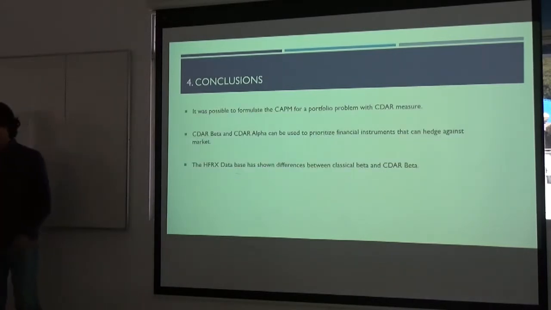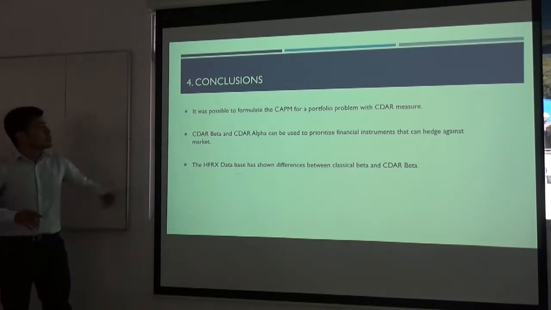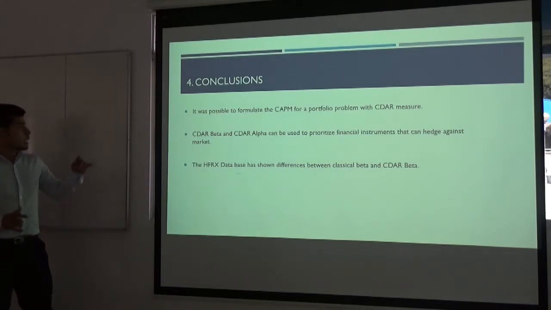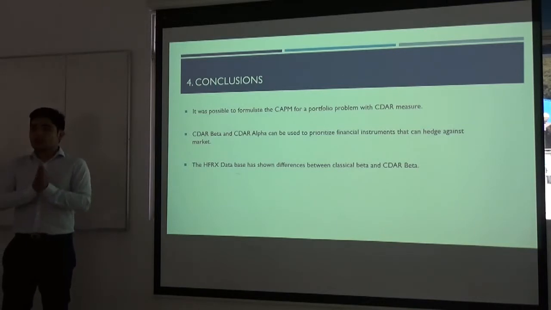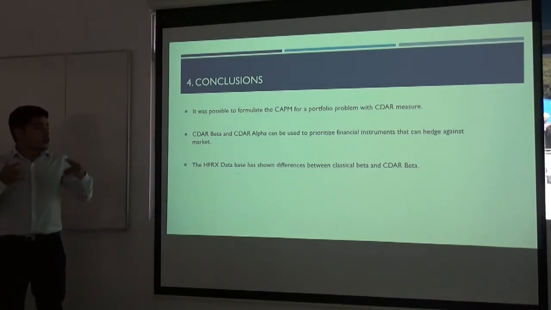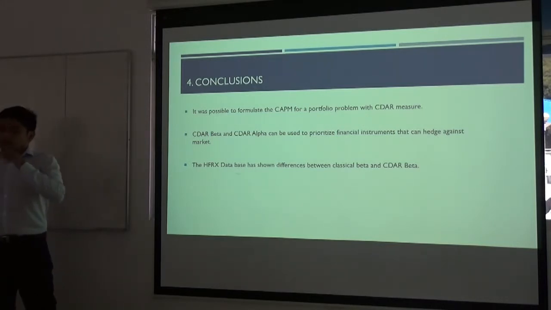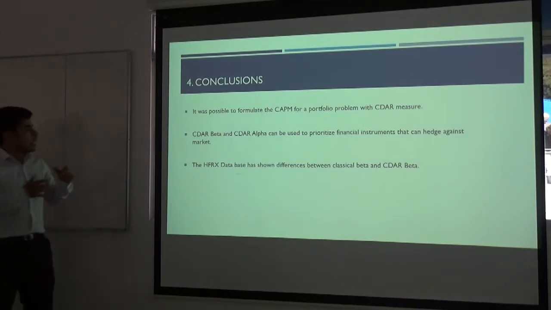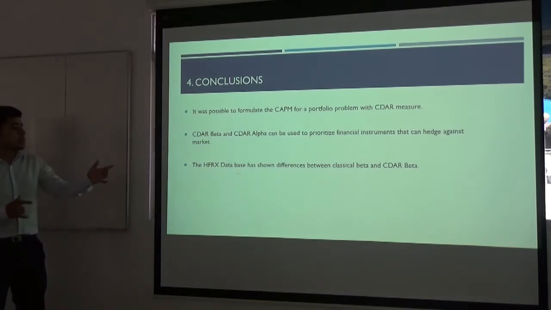Okay, well, to conclude the whole paper, we can say that it was possible to formulate a CAPM for a portfolio problem with the CDR measure. Now we can see that a CDR beta and a CDR alpha can be used to prioritize financial instruments that can hedge against the market. That's why I was telling you that you can cover yourself with a hedge against the market drawdowns with a good CDR beta. You can see this with an HFRX database that has shown the difference between classical beta and CDR beta.